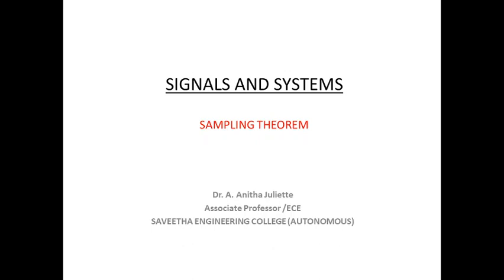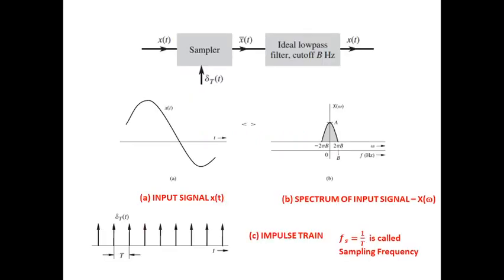Good day students. In the previous class we have seen about the need for sampling. So today we will be continuing with sampling theorem. We have seen in the previous class that any real-time signal can be sampled at a specific time interval given by T, or the sampling frequency given by fs, which is equal to 1 by T. However, the choice of the sampling interval T is very important in performing sampling.